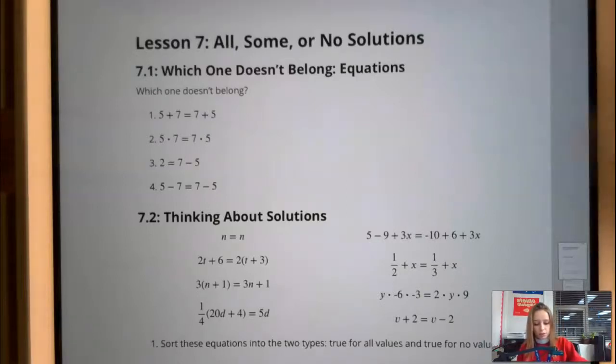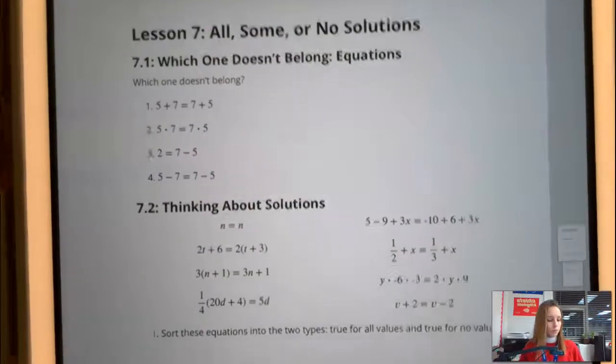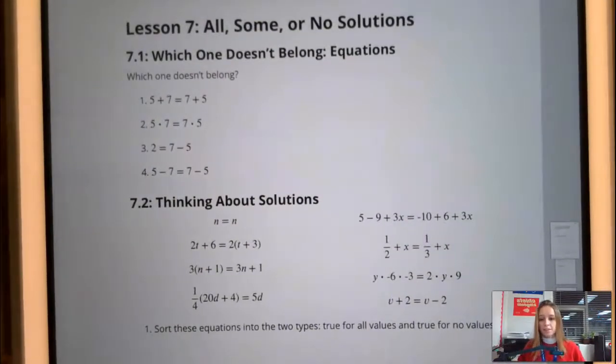So we're going to be talking about solutions. Some have all solutions, only certain numbers work, and sometimes there's just no solution. So we're going to be going over some examples like that.